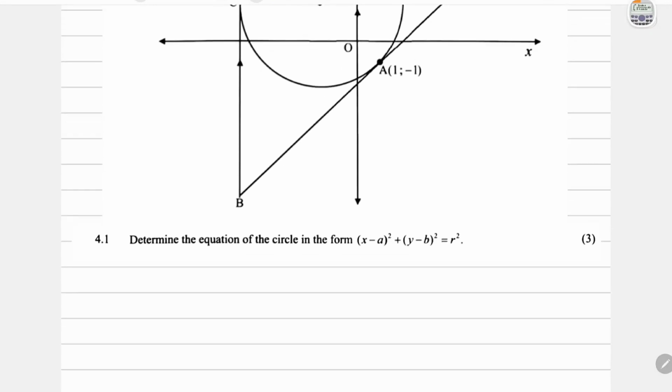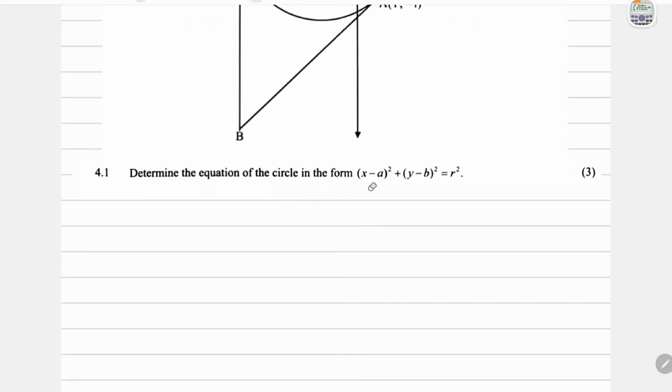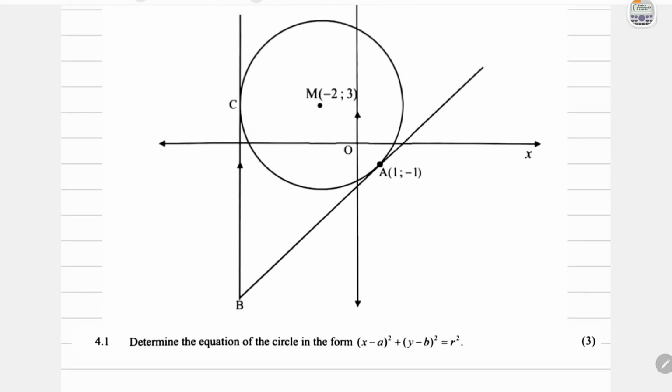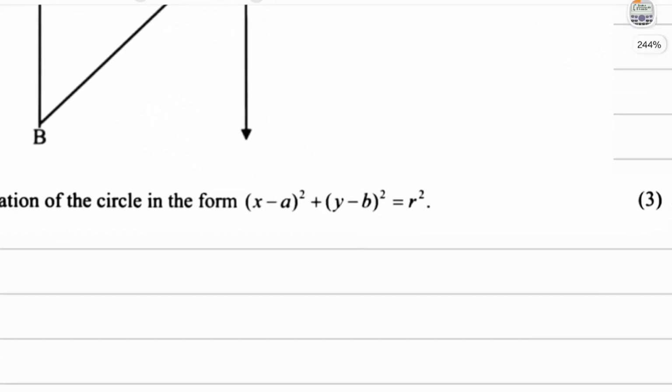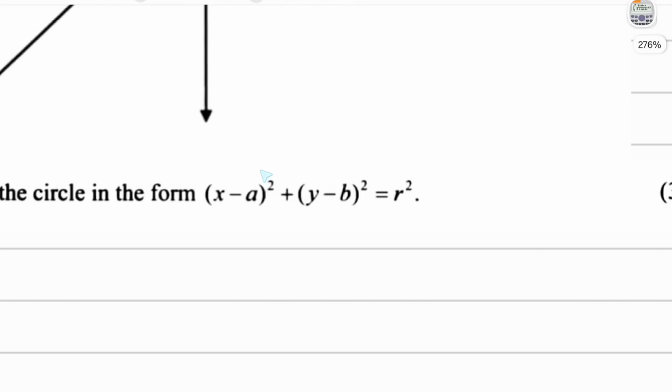And the first question is: determine the equation of the circle in the form of an equation of a circle. So what we're going to do with this equation, just remember what these points stand for. Your A and your B, remember, those are the coordinates of the center of the circle, okay? And the X and Y, you can leave those open. But of course, we're going to have to substitute values in it so that we can find R squared.